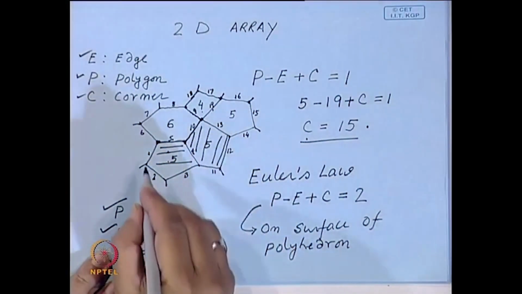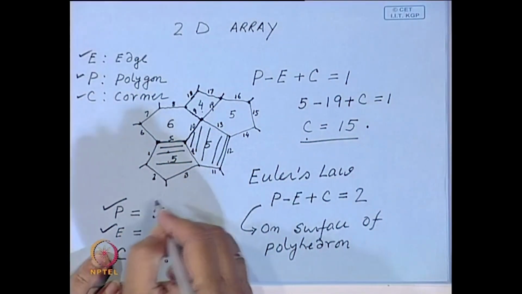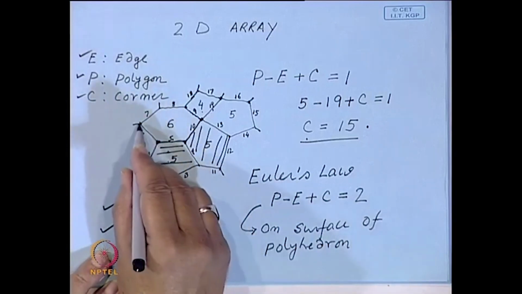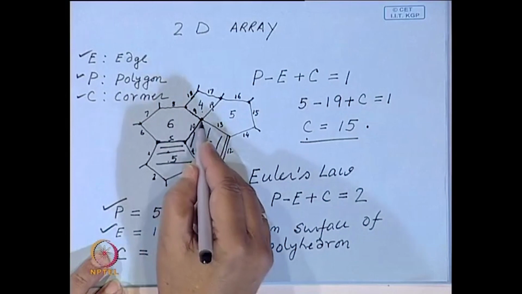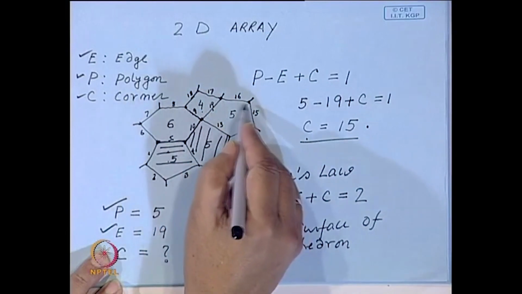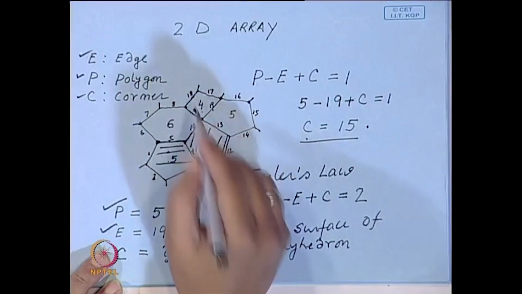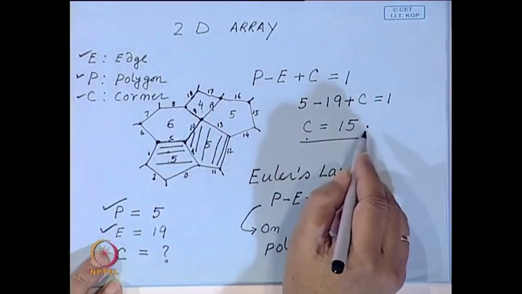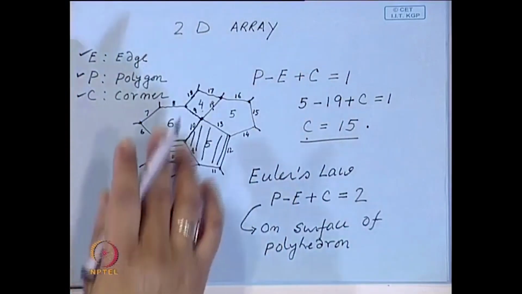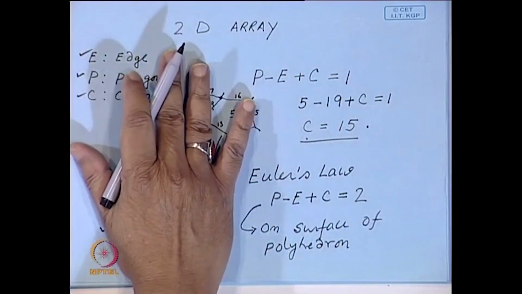Now, you count the corners, this is 1, 2, 3, 4, 5, 6, 7, 8, 9, 10, 11, 12, 13, 14, 15. So, you get that 15 corners. So, this is satisfied in a 2D array, and this rule is quite general.